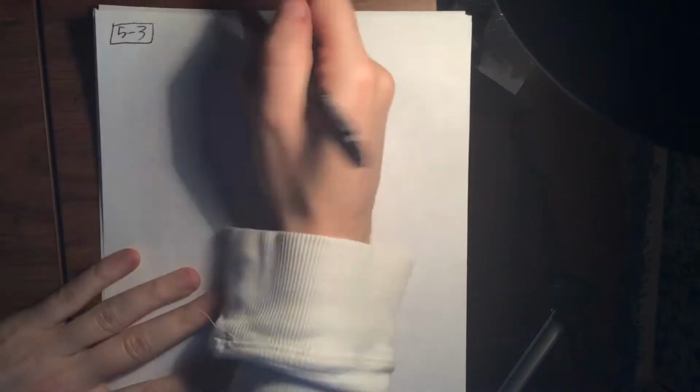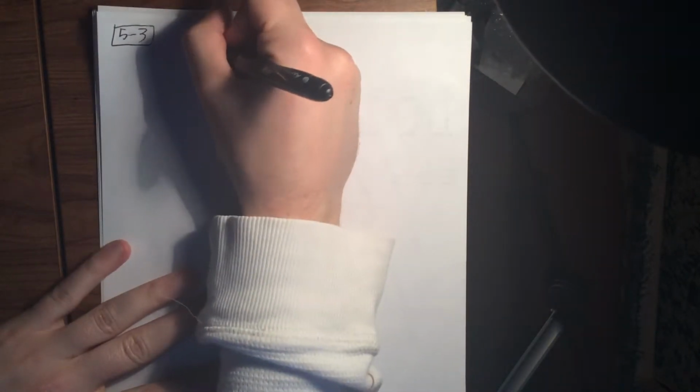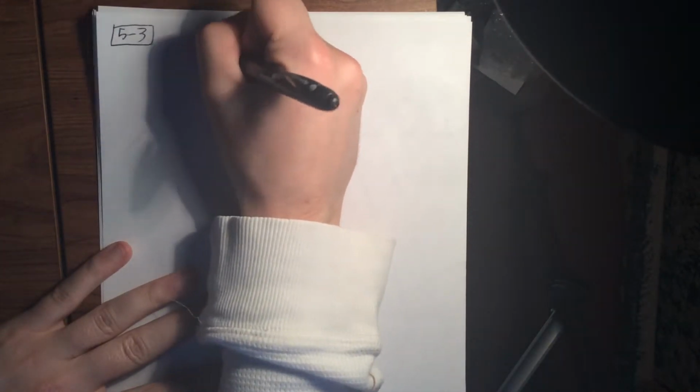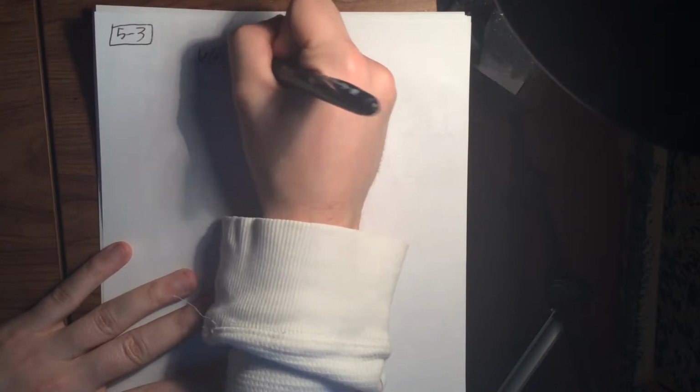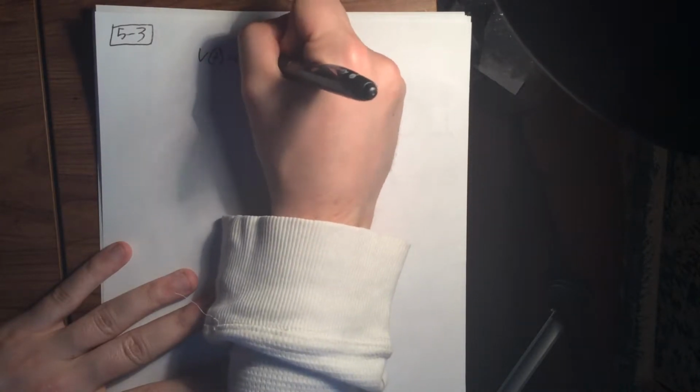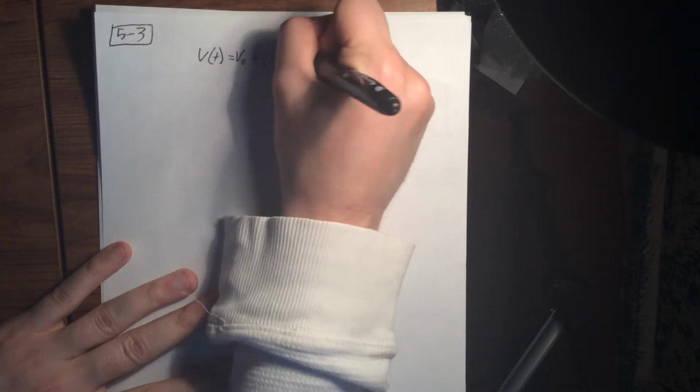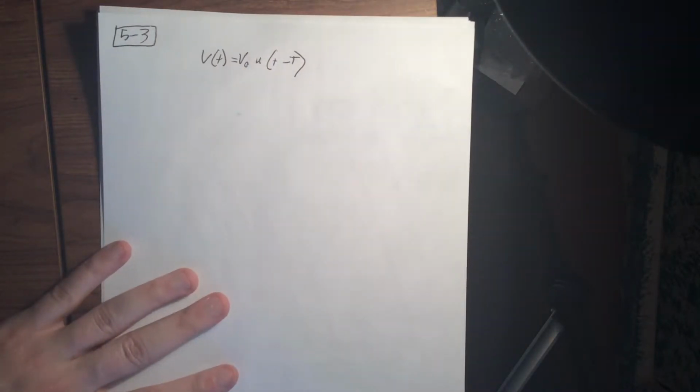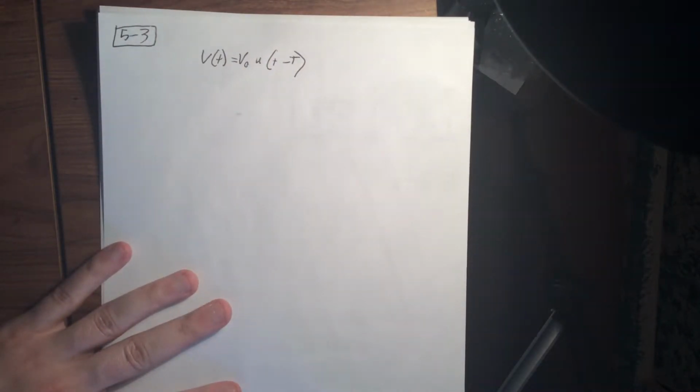So this is problem 5-3, and 5-3 states that we have a 10-volt pulse with a duration of 5 μs that starts at 2 μs. Make a pulse using step functions. So, all right, we've got our normal pulse equation, v(t) = V_out u(t - T). Okay, so that's our normal pulse equation.